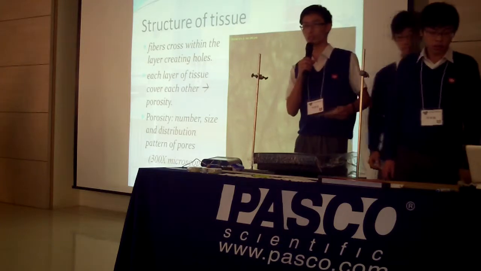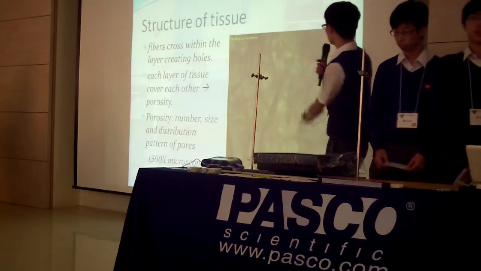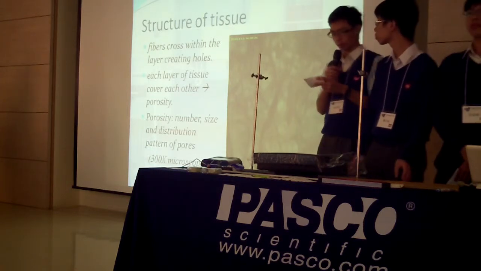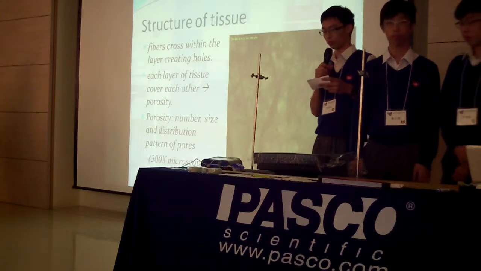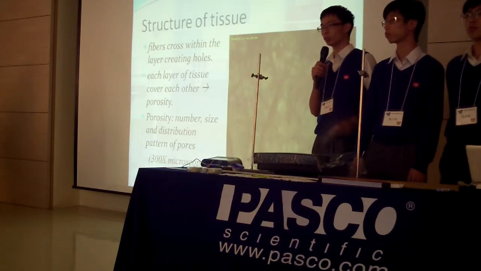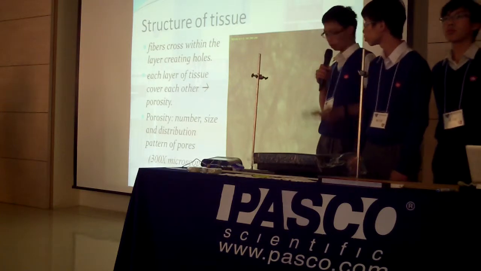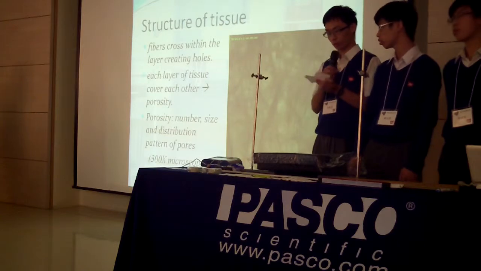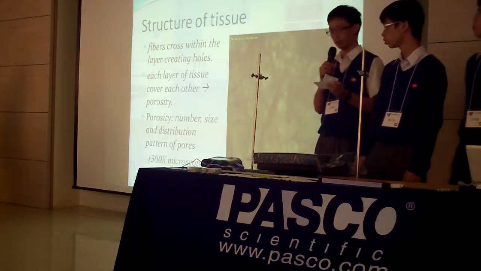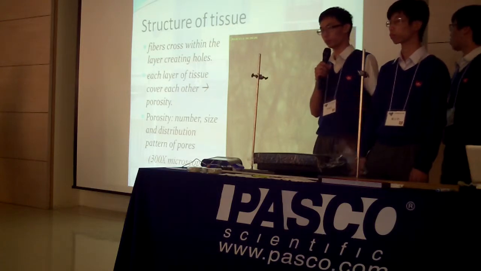To choose the best tissue, we have to know about the structure of tissue. From this picture, you can see that there are numbers of fibers crossed within the layers which create holes. Moreover, each layer crossed together which results in high porosity, which is specifically defined for the tissue paper as the number, size, and distribution pattern of pores in the sheets of tissue paper.